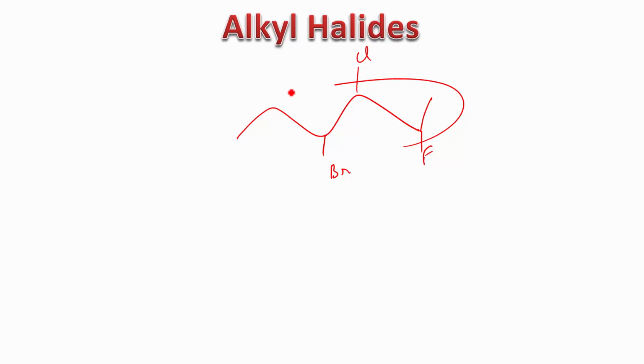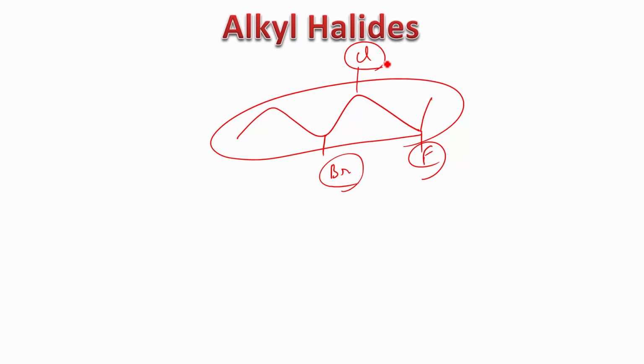The first thing that we need to understand is that an alkyl halide is a system which has a hydrocarbon chain attached to a halogen somewhere. It could be Cl, it could be Br, it could be F. So whenever a halogen comes up on an alkane, we call it an alkyl halide.